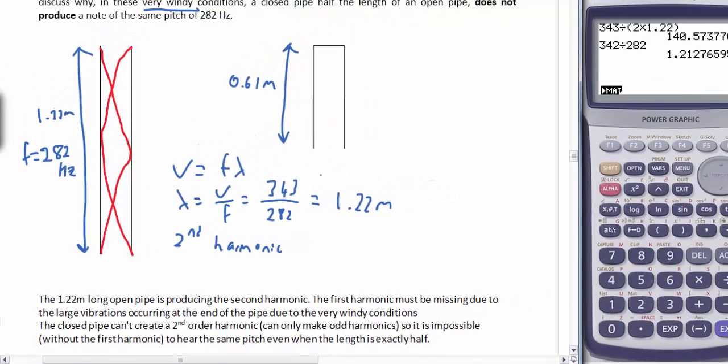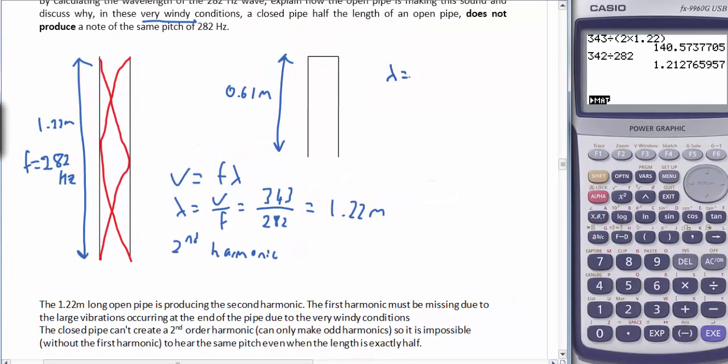We could go further and say, well, for a closed pipe, lambda equals 4L, or lambda equals 4L over 3, and so on. And we could check this, and so we could say, well, if it was 4L, lambda equals 4 times 0.61, which it can't be that one. And we can go lambda equals 4 times 0.61 divided by 3. Well, this could be close.